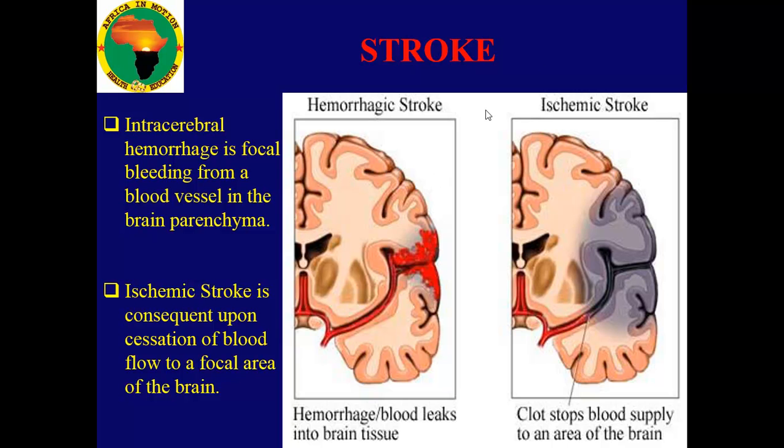This is a good picture illustrating the 2 conditions, hemorrhage and ischemia. You see, this vessel was ruptured, then eventually the bleeding started in the brain. While in ischemia, there is a clot that came from far, probably from the leg or the heart. As it blocks here, there will be ischemic stroke, and the whole area will suffer because there is no blood flow.